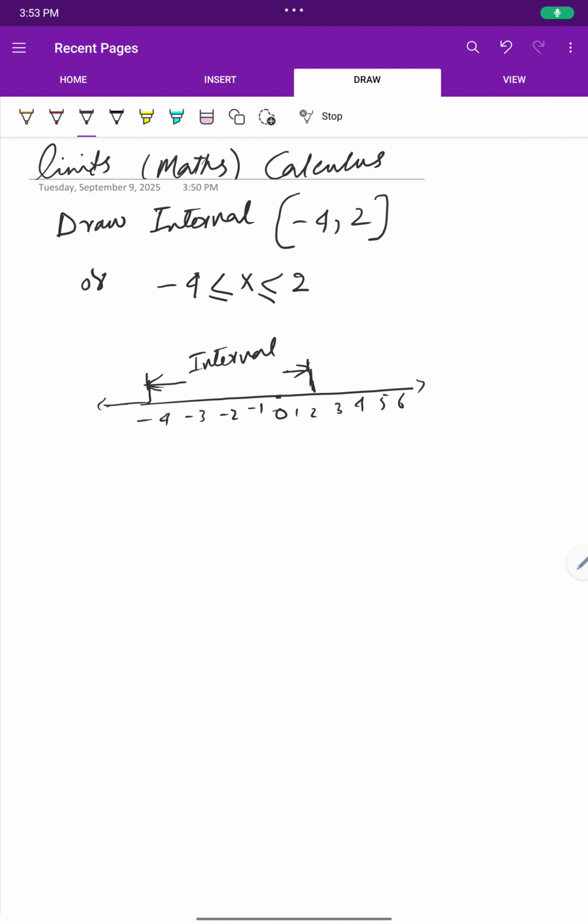Hi to everyone. So we are doing limits, calculus. Calculus is an introduction to calculus.